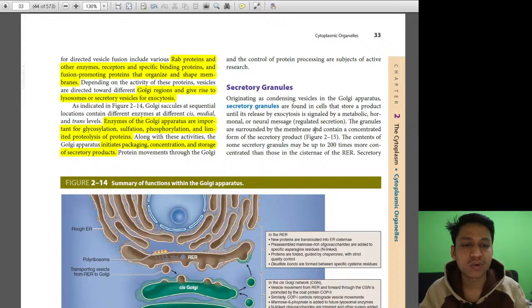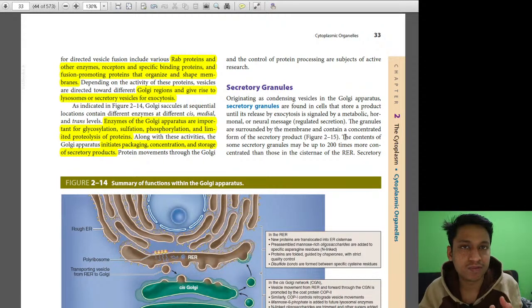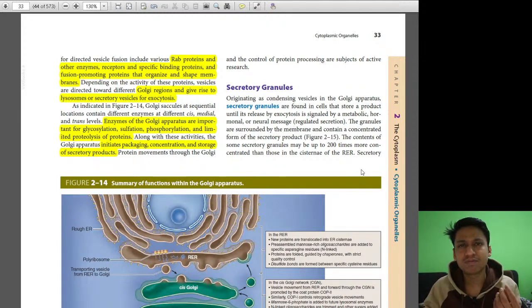The granules are surrounded by the membrane and contain a concentrated form of secreted product. So of course we need this product to be concentrated so that we store it in less space. The contents of some secretory granules may be up to 200 times more concentrated than those in the cisternae of the rough endoplasmic reticulum. In the rough endoplasmic reticulum, the proteins are barely concentrated. They are in fact just folded. But we have 200 times more condensation when we come to secretory granules.